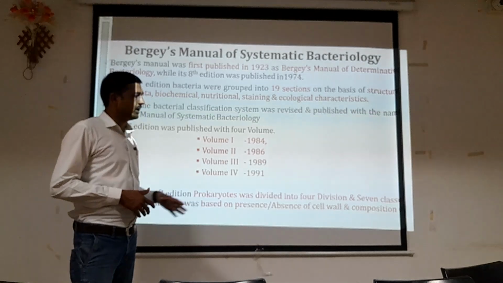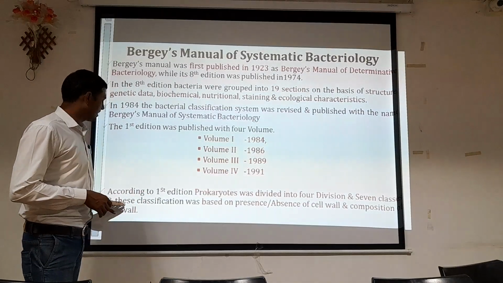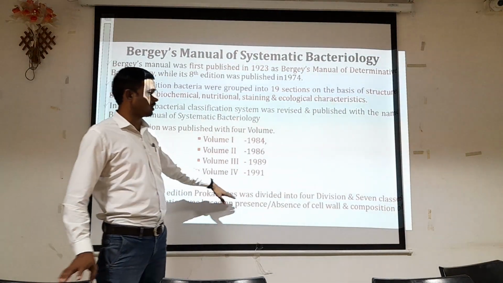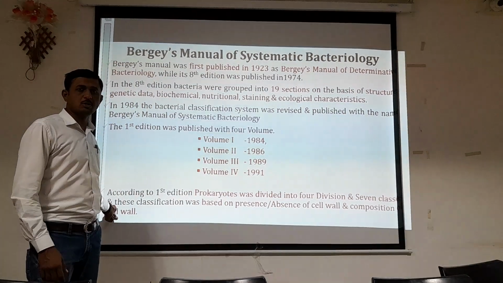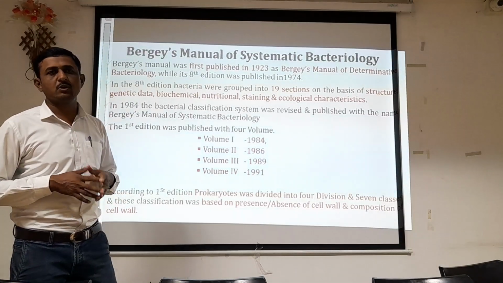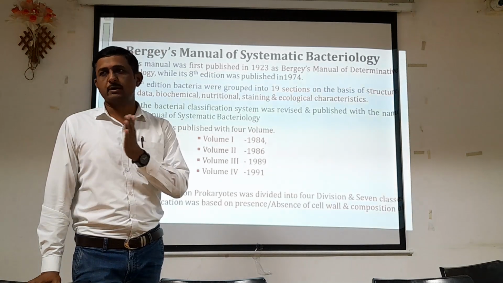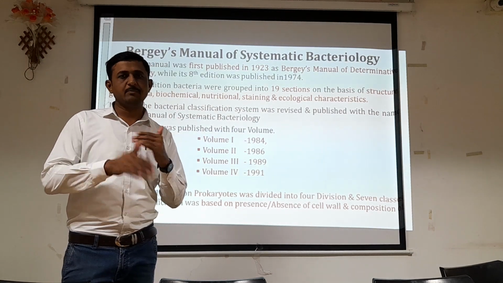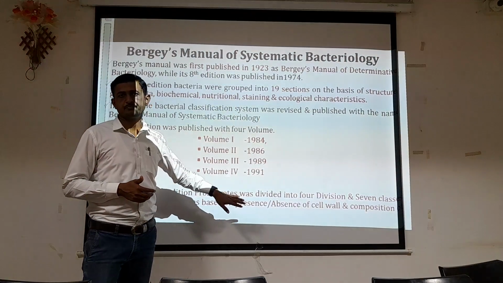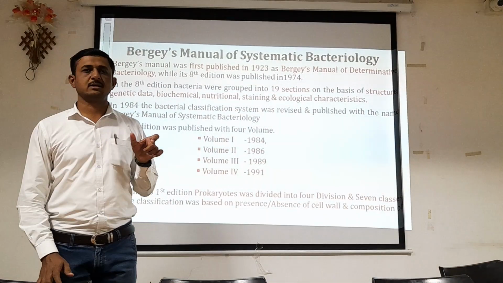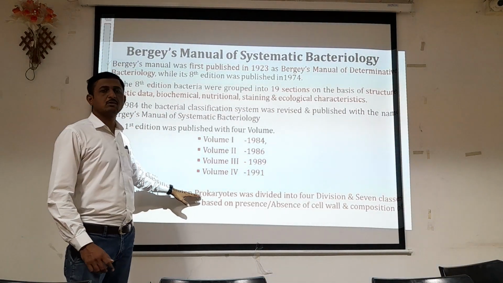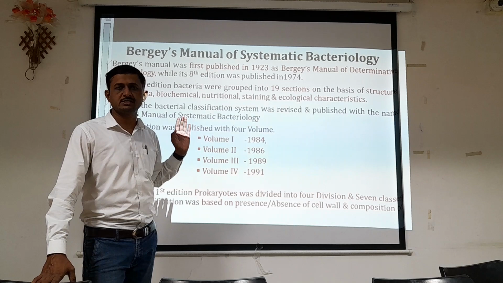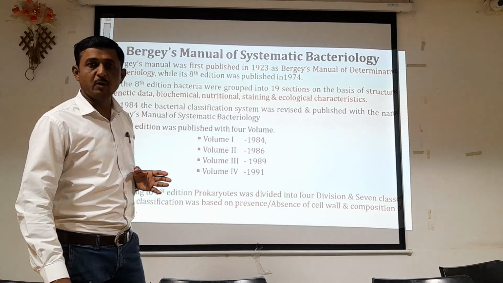According to the first edition, prokaryotes, these microorganisms, are divided into 4 divisions and several classes, 7 classes, and this classification was based on the presence or absence of the cell wall and the composition of the cell. The organisms are grouped into gram-positive and gram-negative bacteria, and that grouping is completely based on the presence or composition of the cell wall. It is a basic technique, that is gram staining. On that basis, organisms are grouped into 4 divisions and 7 classes on the basis of the presence or absence of the cell wall, or the cell wall composition.